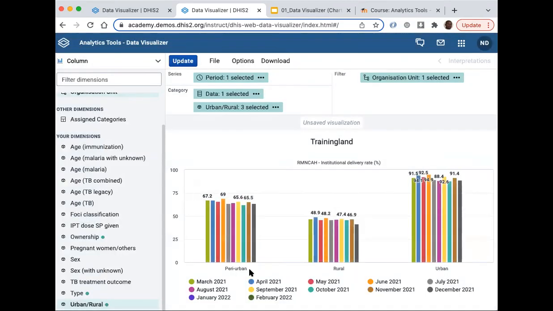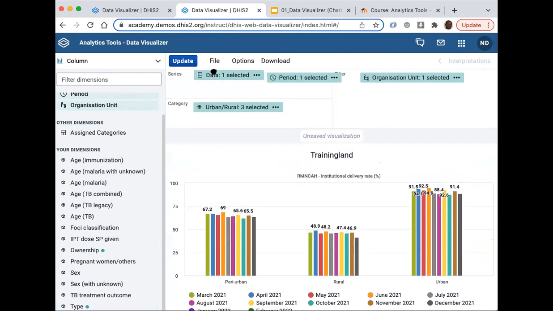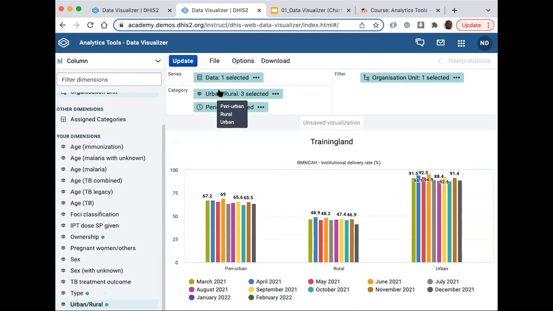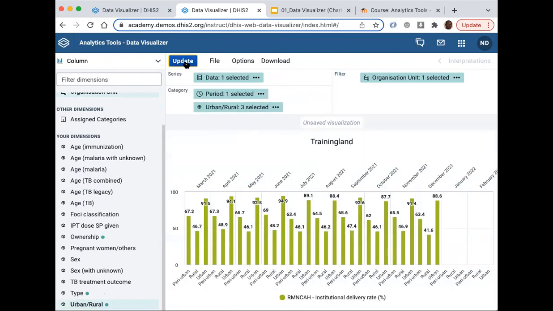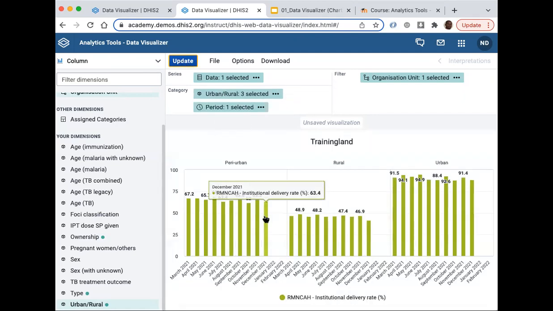And then again, we are able to have organization in that category. And then we are able to see our data up there. Now the data is up here, then the period is down here, and the period is subcategorized by that. And then we update. So we have our data in the series, which we are showing here. In our category, we have the months. But now, if I move this one up before, you will see the difference. You see how it happens.